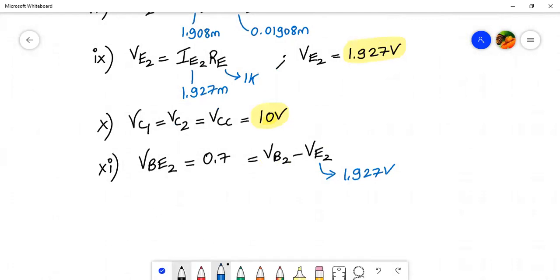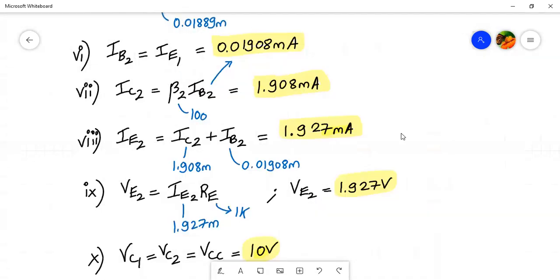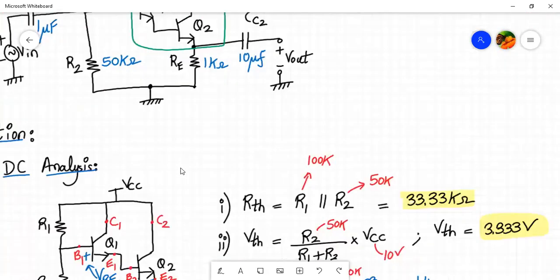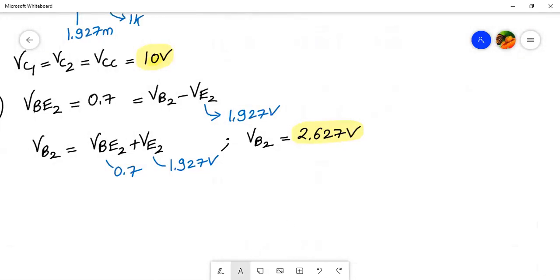All right. So what will be the value of VB2? VB2 will be equal to, we can take this side only, VBE2 plus VE2. This will be 0.7. Yeah, VB2 will be VBE2, that is 0.7 plus 1.927 volt. So what is the value of VB2 now? It is around 2.627 volt. All right. And is this value equal to something else? Yes. VB2 value is indeed equal to VE1. Here it is. VB2 value is equal to VE1. So I will write it as, this value is equal to VE1.